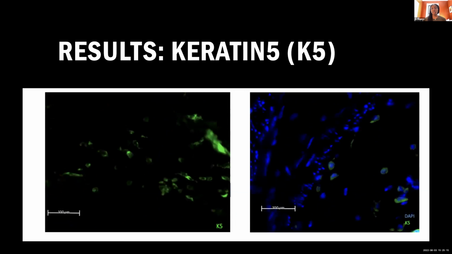The results for keratin 5, or K5, were really good. We were able to find the cytoplasmic nature of it. As you can see in the second photo, the green K5 is surrounding the DAPI, which is a great thing. And in the first photo, I just removed the DAPI so that we can clearly see the K5 cells.